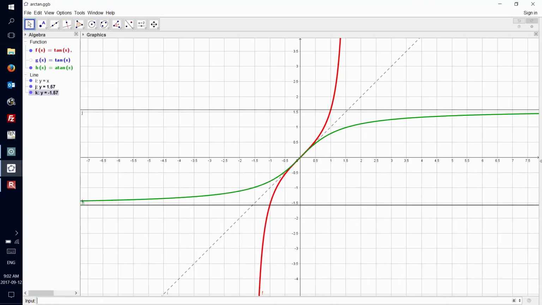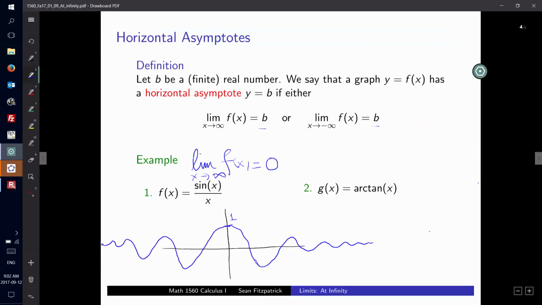So you can see the two horizontal asymptotes. As we go off towards plus infinity, the y values are getting really close to pi over 2. As we go off towards minus infinity, the y values get really close to minus pi over 2. And so if we wanted to write that out, the limit as x goes to infinity of g of x equals pi over 2, and the limit as x goes to minus infinity of g of x equals minus pi over 2.